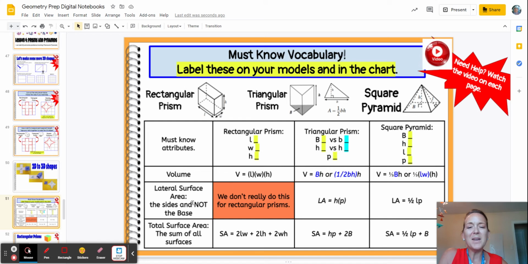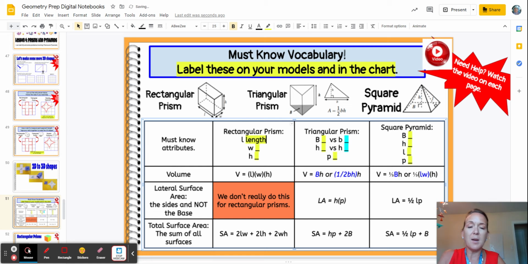Hey everybody, before we get into all of these crazy formulas for prisms and pyramids, we need to know what all of the language means. So for rectangular prisms, we've got length, width, and height. We know those. So in your chart, I want you to type in length and width and height.